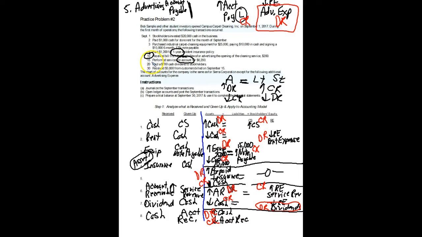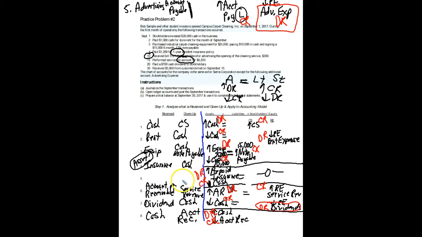Next transaction, on the 15th, perform services on account for $6,200. So we provide services to our customers. What did the customers give us? Well, you would like to think cash, but they haven't given us cash yet. So what we received is an account receivable from that customer. What did we provide? We provided services. Well, what is that? That's service revenue. If I provide services or goods, that's how I earn my revenue. So the company received an account receivable and provided services, so they earned service revenue.